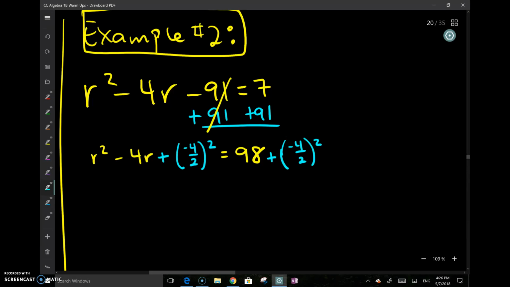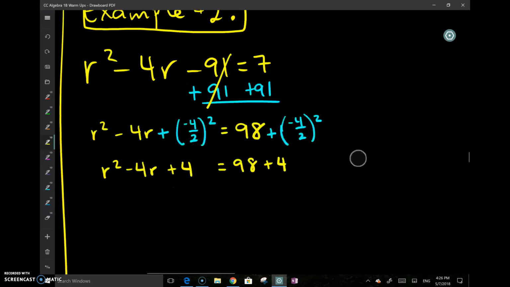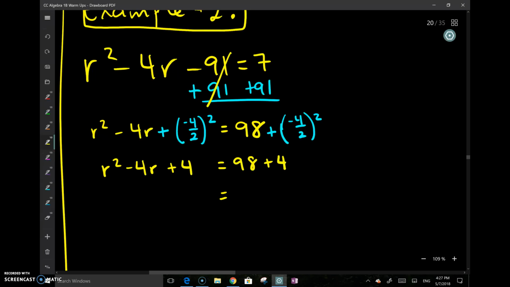All right, now we have to just do the math. Negative 4 divided by 2 is, sorry, negative 2. Negative 2 to the second power will be a positive 4. So now this becomes r squared minus 4r plus 4. And on the right side, this will be 98 plus 4. We get the same thing out of these blue guys, okay? Now, 98 plus 4 is 102. And this trinomial over here, this whole thing, will break down into the following: r minus 2 times r minus 2.